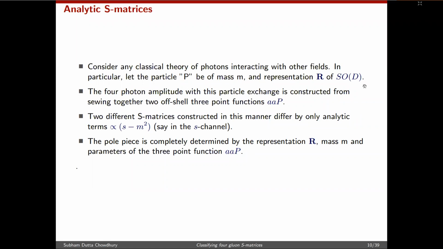So what I'll be telling you primarily is the analytic S matrix, but later on we will see that using our classification you can describe non-analytic parts, I mean the tree-level pole exchanges, also using the same basis set.